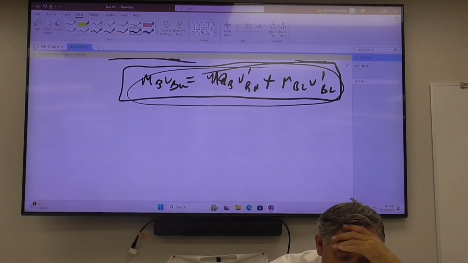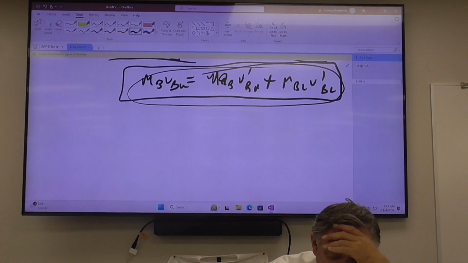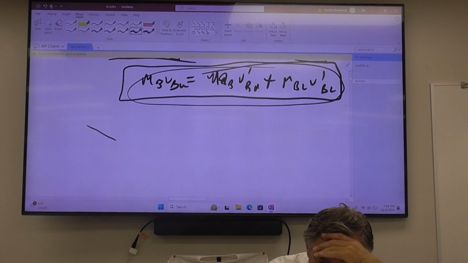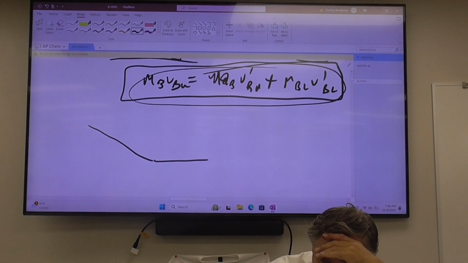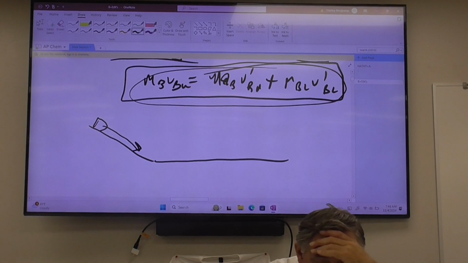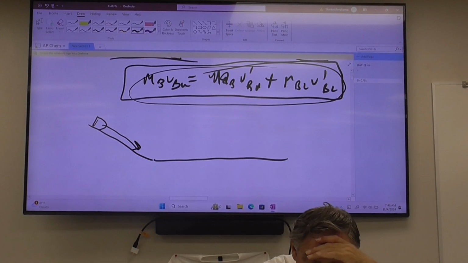Okay, let's talk about number 10. If your answer to 10A is wrong, everything is going to be wrong. What do you get for 8? So here is this inclined plane. Here's your block sliding down. What's the only force acting on the block?